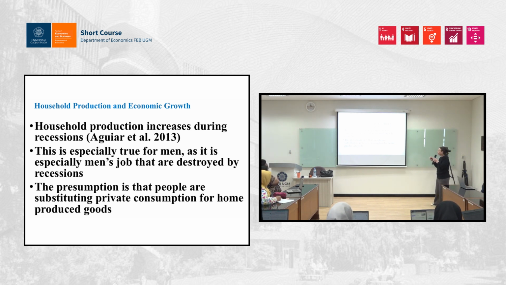And then also when you have an economic crisis, men lose their job, and they're going to substitute. They're going to increase their leisure time, increase job search, but also increase the time they spend on household production. So they're probably going to produce something too. They're going to substitute private consumption with home-produced goods. And so this is the important contribution of this paper.